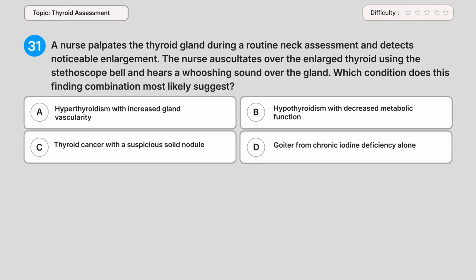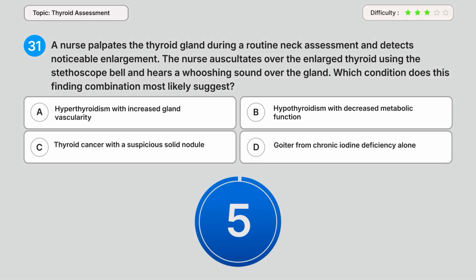31. A nurse palpates the thyroid gland during a routine neck assessment and detects noticeable enlargement. The nurse auscultates over the enlarged thyroid using the stethoscope bell and hears a whooshing sound over the gland. Which condition does this finding combination most likely suggest? A. Hypothyroidism with increased gland vascularity. B. Hypothyroidism with decreased metabolic function. C. Thyroid cancer with a suspicious solid nodule. D. Goiter from chronic iodine deficiency alone. Do you know the answer?